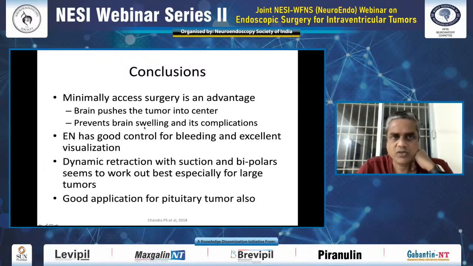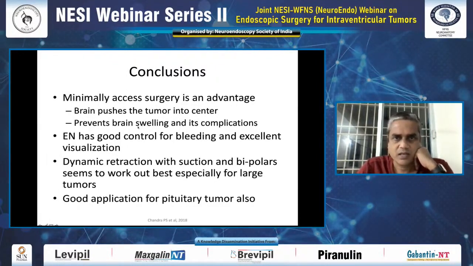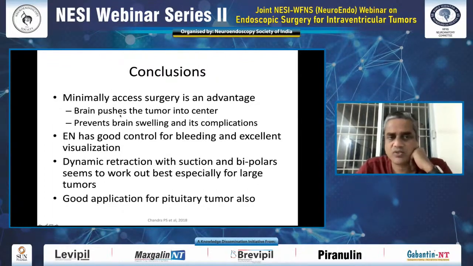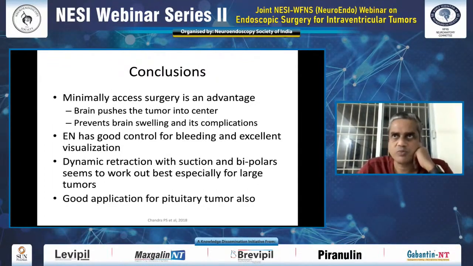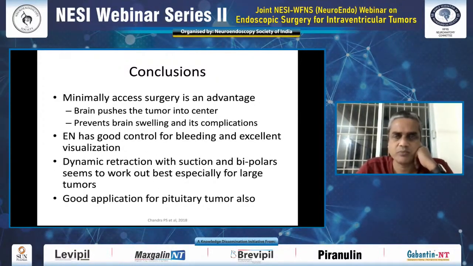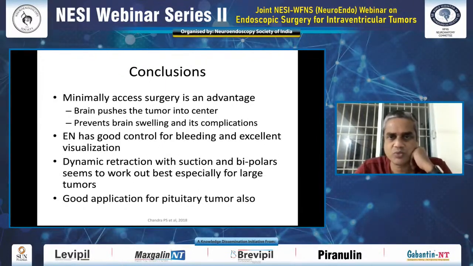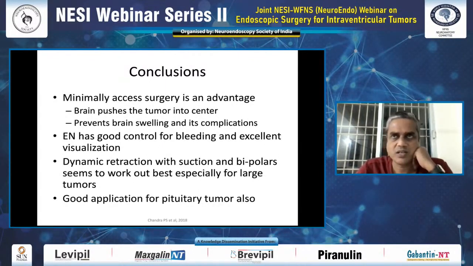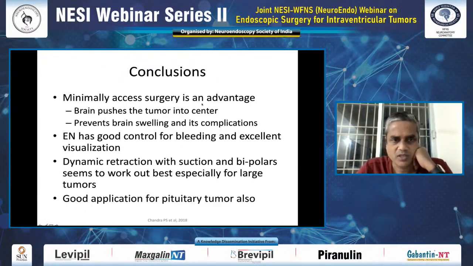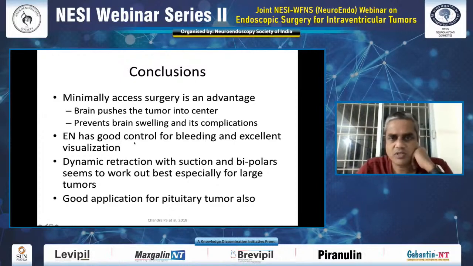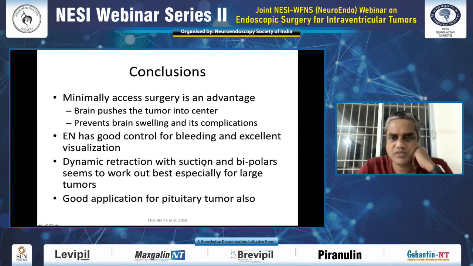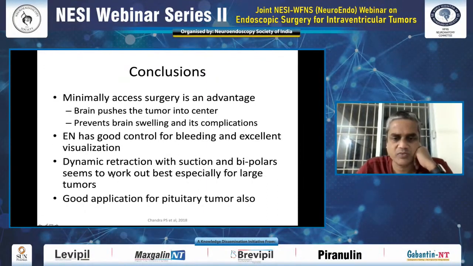So concluding, since my time is over, minimally access surgery is an advantage for intraventricular tumors, paradoxically, because when we deal with large tumors through small openings, we have to stick only to the center of the tumor. As we keep on decompressing, initially it could be overwhelming because of the large amount of bleeding. But as the tumor gets decompressed, the bleeding reduces and the surrounding brain pushes the tumor to the center. I found using the syringe for the transcortical approach to be excellent, and dynamic retraction with suction and bipolar to be very good for the interhemispheric approach.